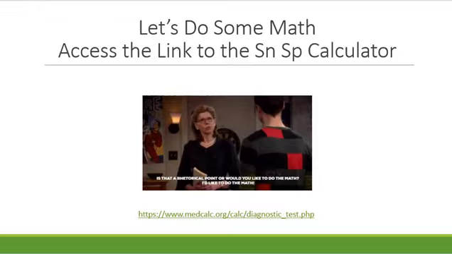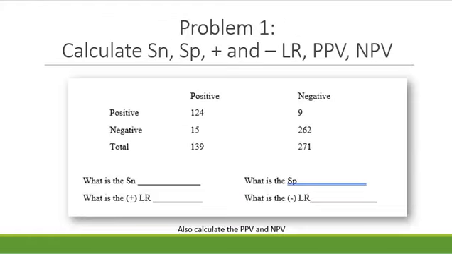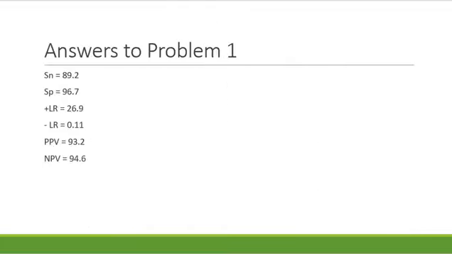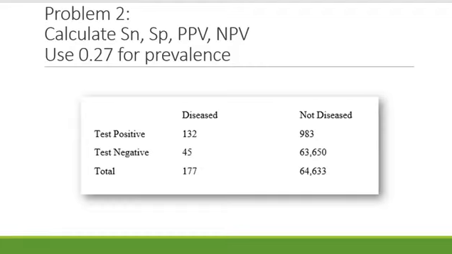So let's kind of explore some of the academic side of things. Pull up this link. We can do some math. All right, let's assume you've got the link pulled up now. Calculate the sensitivity, specificity, positive and negative likelihood ratios, and the PPV and NPV for these tests. Is this what you got? How about now, let's calculate the sensitivity, specificity, PPV, and NPV, and use 0.27 for prevalence.